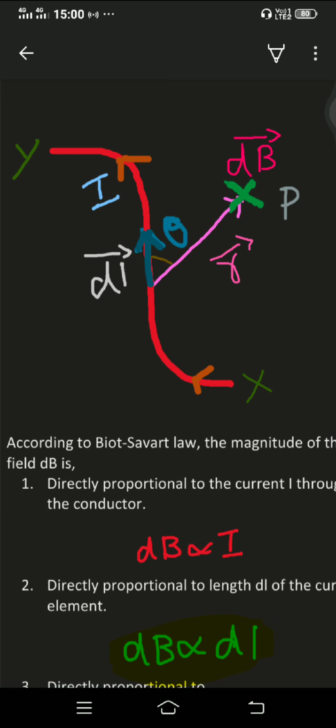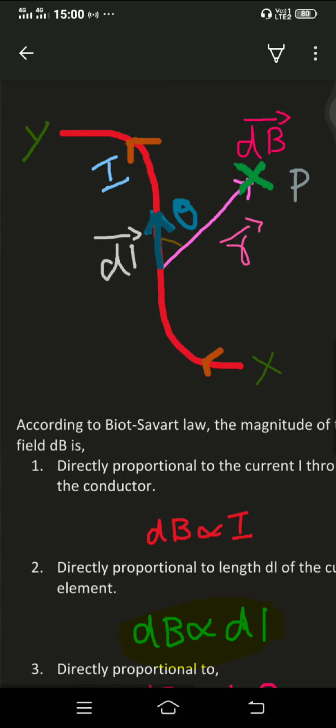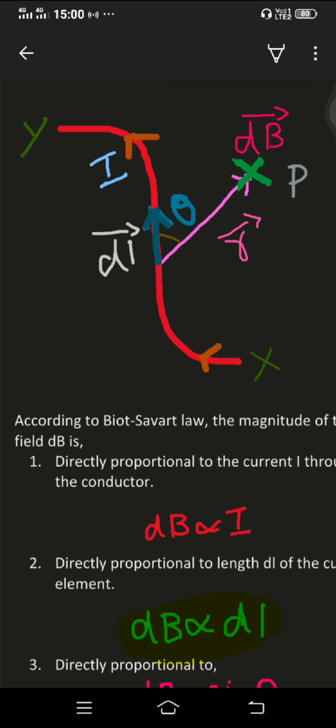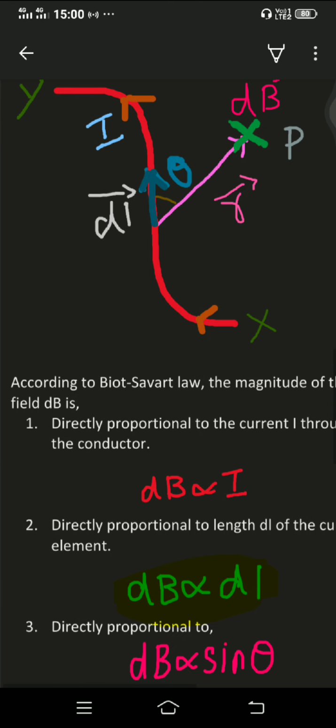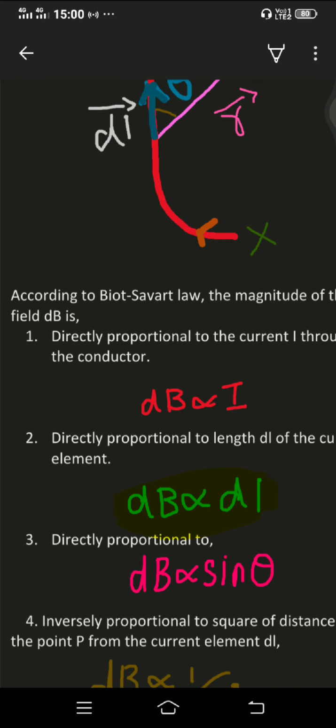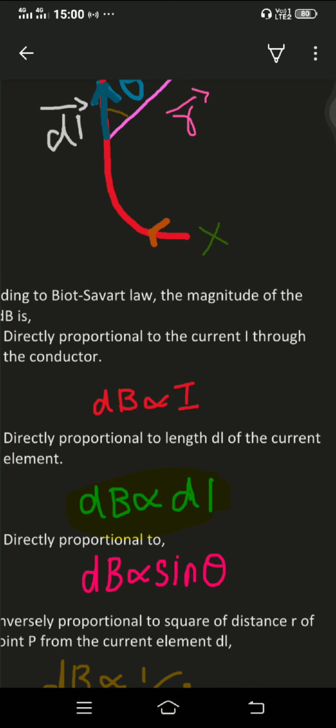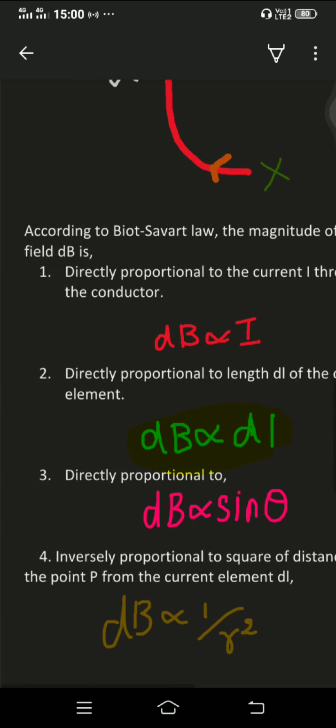According to Biot-Savart law, the magnitude of the magnetic field dB is directly proportional to the current I through the conductor. That means if current increases, automatically the magnitude of magnetic field also increases at the point where we want to calculate the magnetic field, and the magnetic field is directly proportional to the length dl of the current element. If we increase the length of the current element, then the magnitude of the magnetic field also increases.